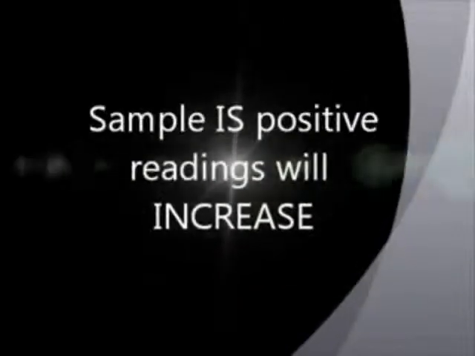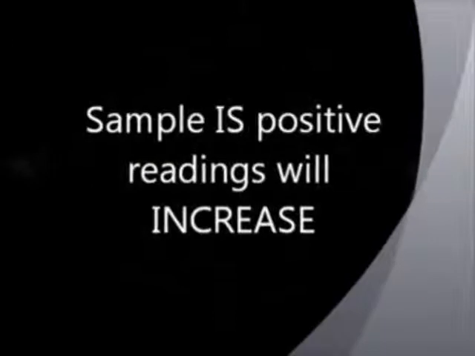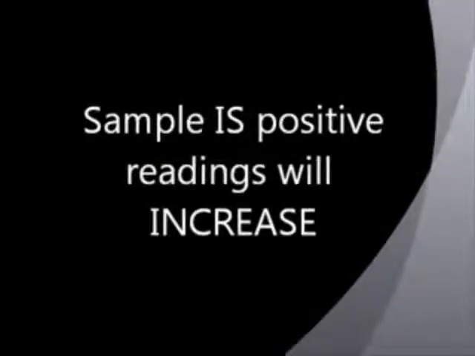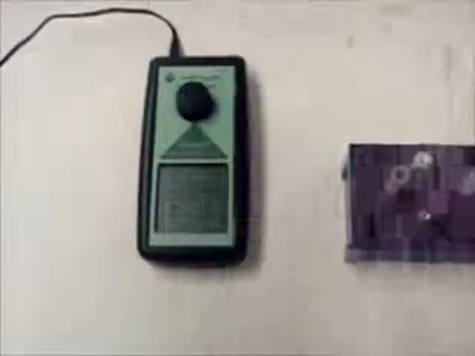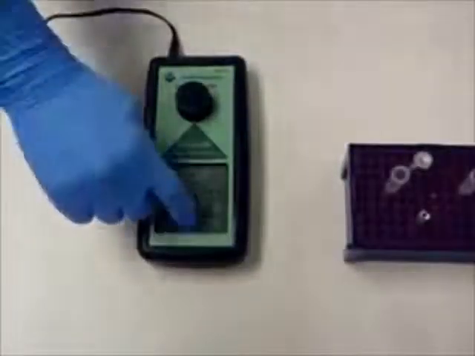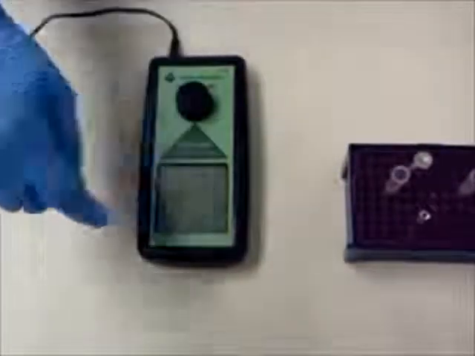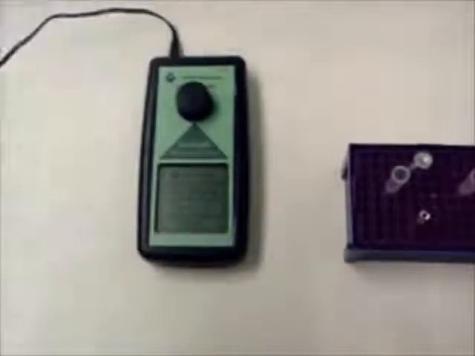Also, when a sample is positive, the reactions will continue and the numerical reading on the fluorometer will increase when the measure button is pressed again. Return to the main screen by pushing Save once and Return twice before running a new sample.